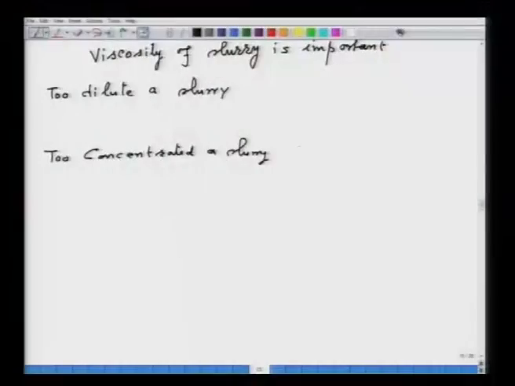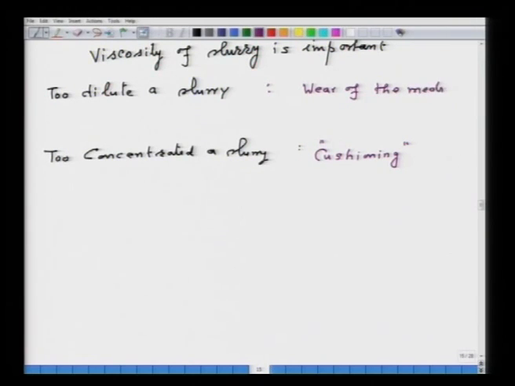If you have too concentrated a slurry, that means your percentage of solid is very high. You thought, well, let me mix more percent solid, and you do not know what the percent solid in your slurry is, and you have made too concentrated a slurry. What will it do? Slurry has to move, its viscosity has become very high, so it will be very difficult to move. In that case, too concentrated a slurry will cause a so-called cushioning effect, whereas too dilute a slurry will lead to wear of the medium, which is the spherical balls in the case of a ball mill.